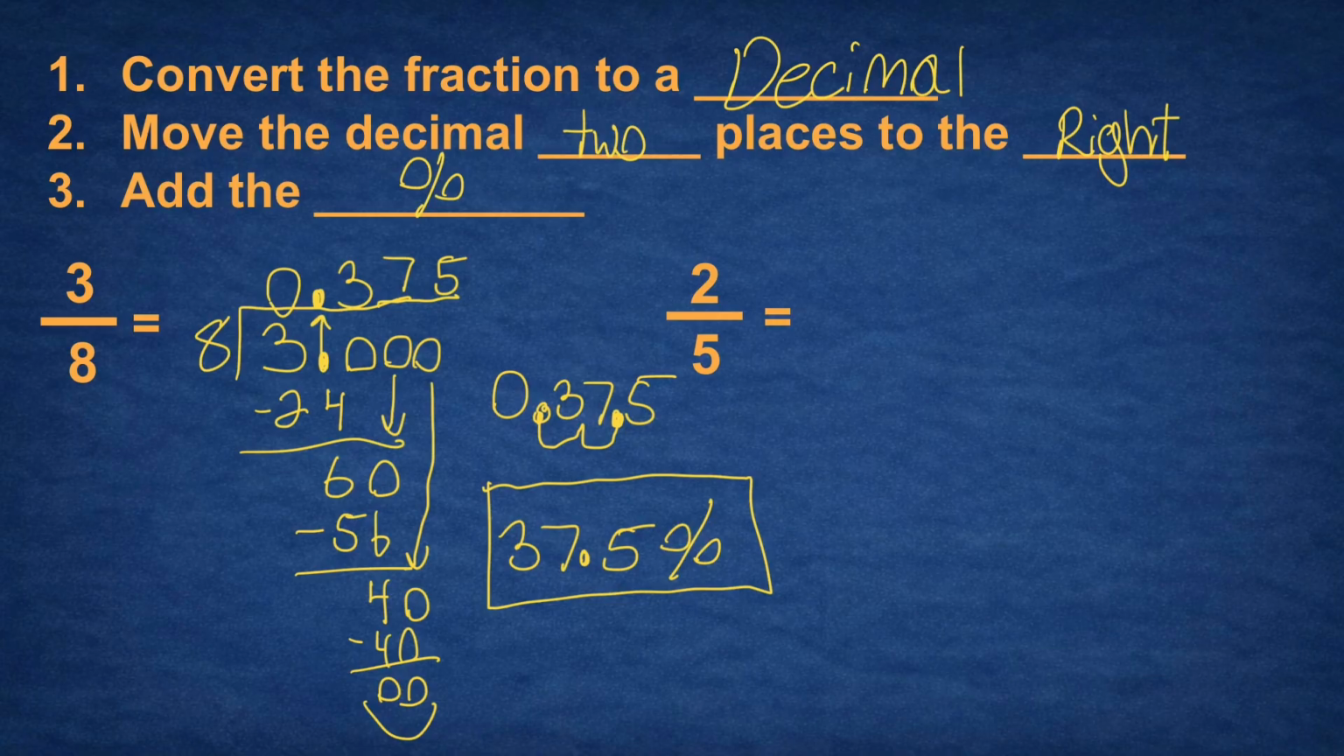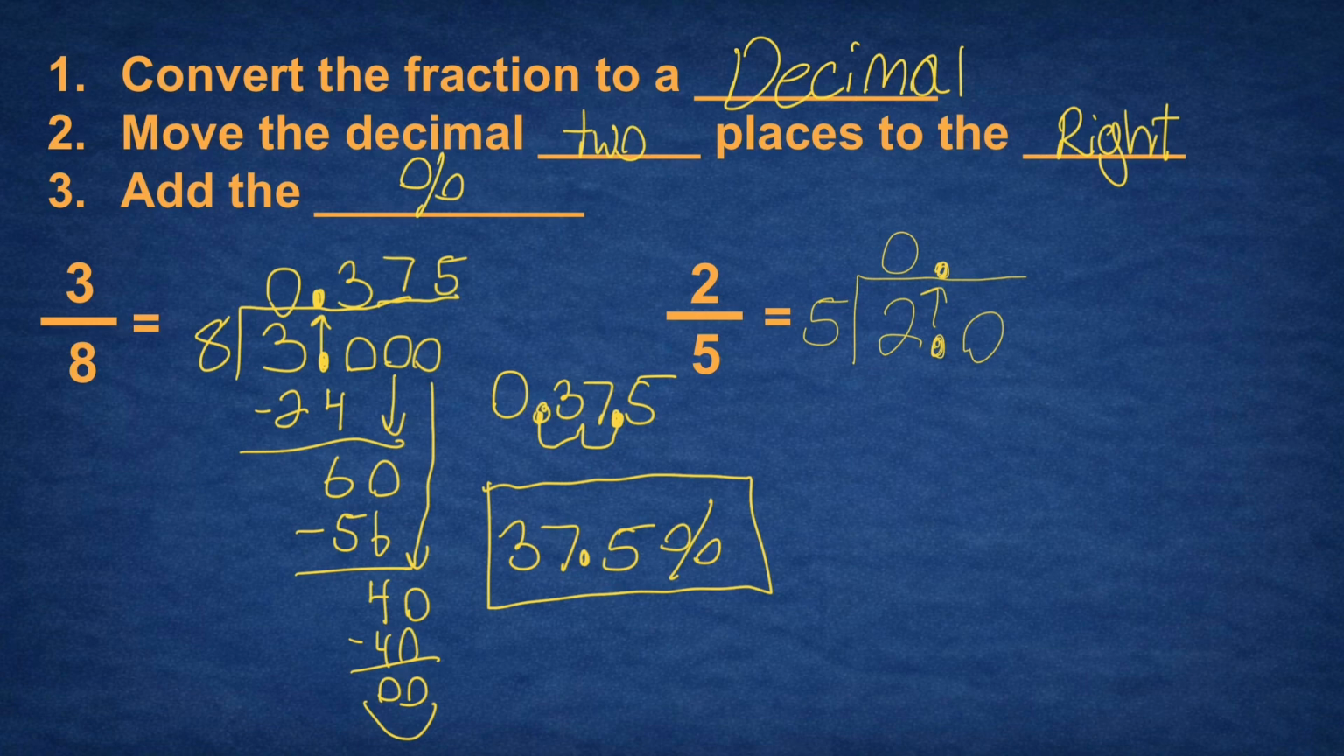Let's look at our second example, 2/5. Our first step is we're going to convert the fraction to a decimal. And in order to do that, we need to divide. Top number goes in, our bottom number goes out. 5 can't go into 2, goes in 0 times. So we're going to add a decimal, add a 0, and that decimal goes straight up.